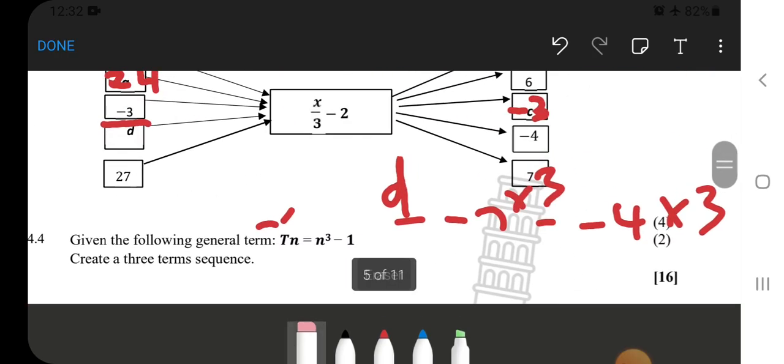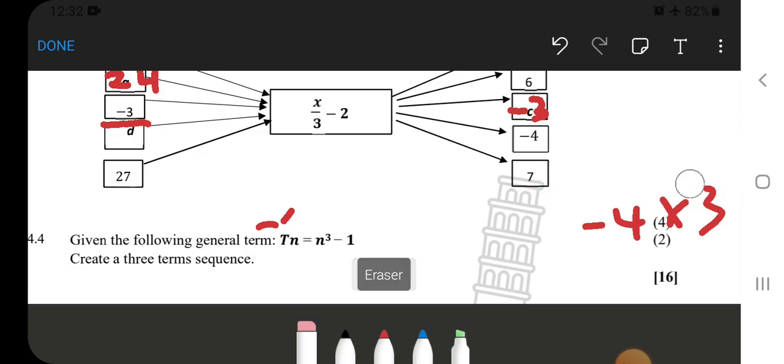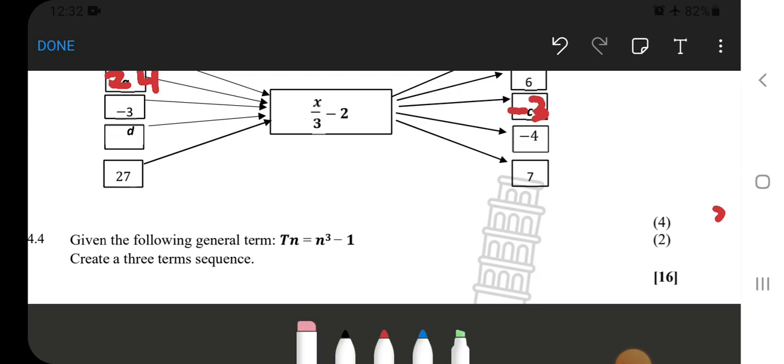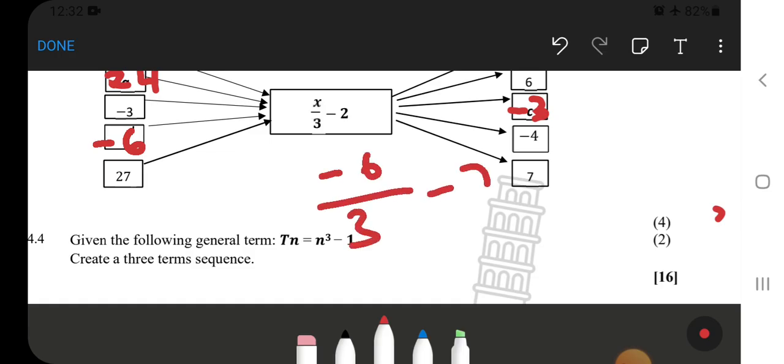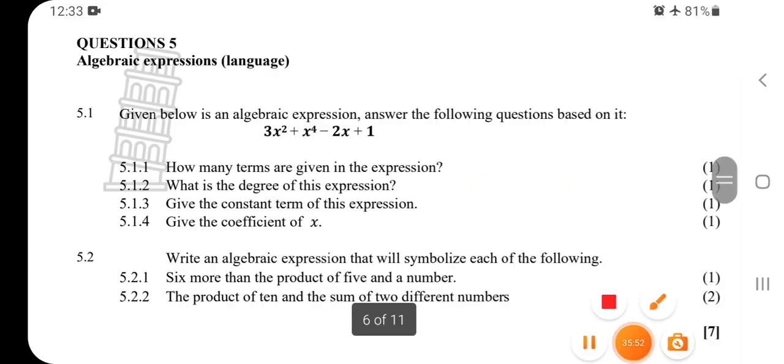Okay, so that is how you do these calculations. You just need to practice, and another practice. So here it's negative 6. So let's put it in the calculator and say negative 6 over 3 minus 2. So negative 6 over 3 minus 2 gives us negative 4, which is correct.